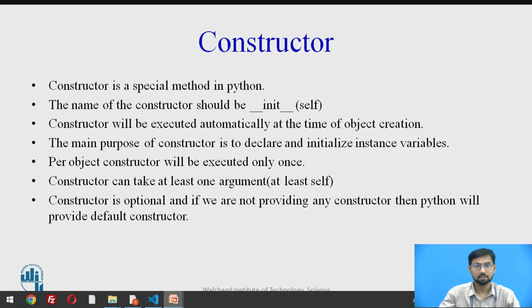Per object, the constructor will be executed only once. A constructor can take at least one argument, that is, at least the self argument should be there with the constructor. A constructor is optional, and if we are not providing any constructor, then Python will provide a default constructor.